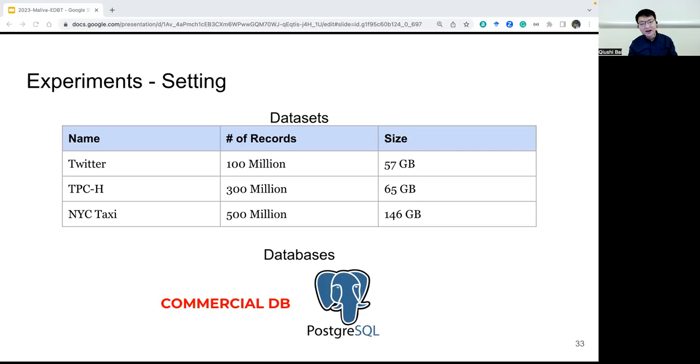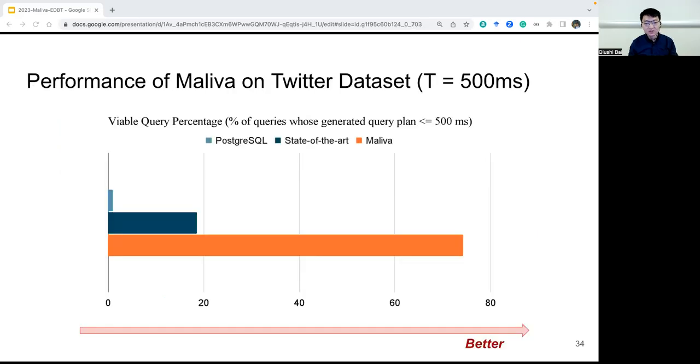To evaluate the effectiveness of the Maliva framework, we conducted experiments on Twitter, TPC-H, and NYC taxi datasets. We use PostgreSQL and a commercial database. This figure shows the advantage of using Maliva to rewrite queries on the Twitter dataset with 500 milliseconds as the time constraint.